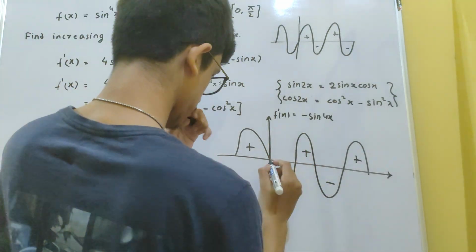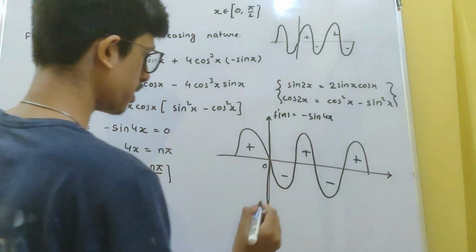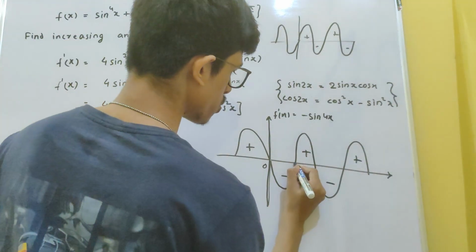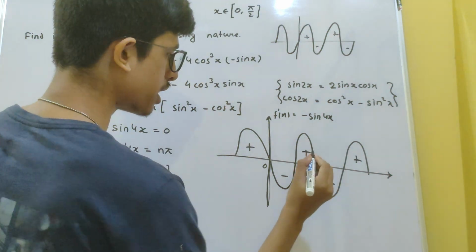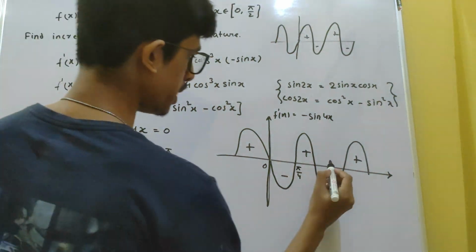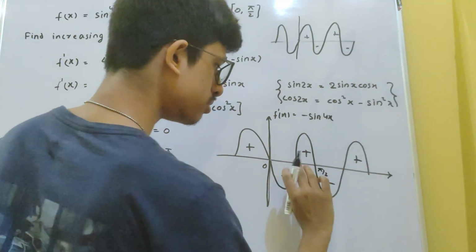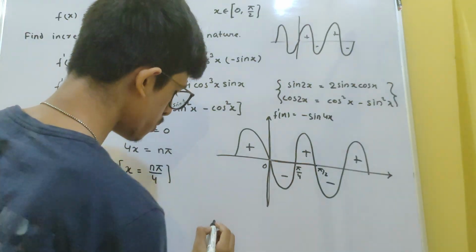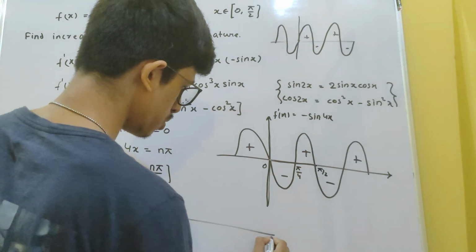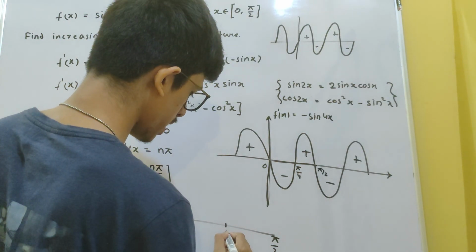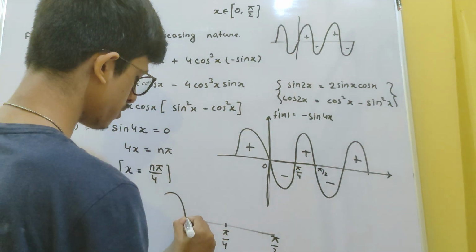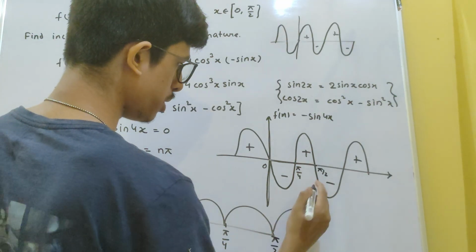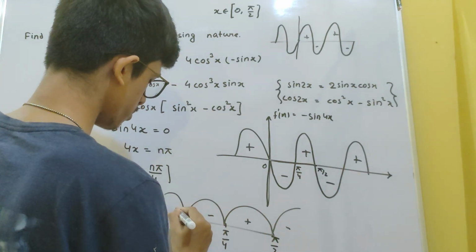Now what will be the critical values? It will be 0 here, and at this point we will have n equal to 1. So for n equal to 1 we will have x as pi by 4. Similarly here n equal to 2, so we have x equal to pi by 2, and similarly going forward. We have to consider this range only, 0 to pi by 2. So if you draw it on the wavy curve from 0 to pi by 2, in between we have pi by 4. So before pi by 2 it is negative, then positive, then negative, then positive.